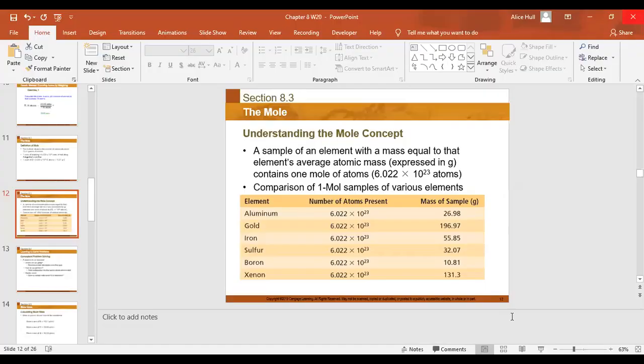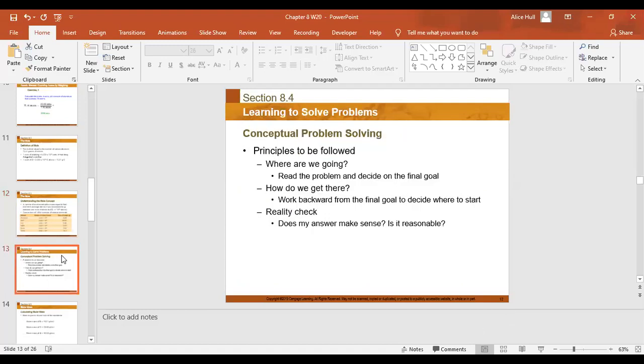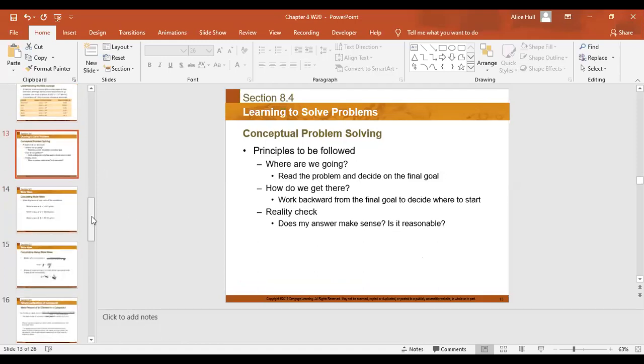Okay, so let's look on the PowerPoint here. We are going to be looking at solving problems conceptually, I guess is a good way to put it. What that means is we're going to be reading problems and trying to figure out what we know, where we want to be, and how we get there.